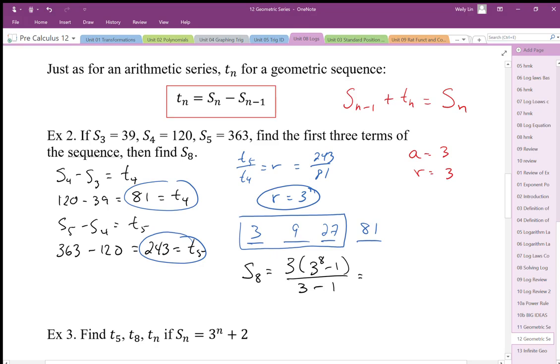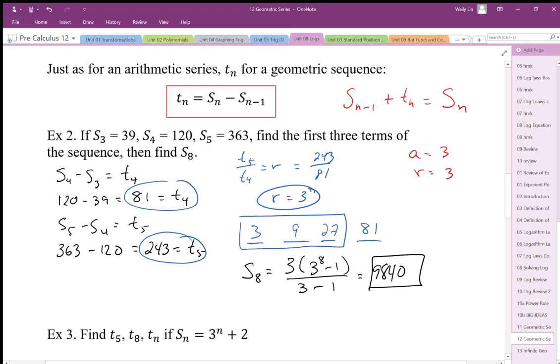So what's that going to be? 3 times (3 to the power 8 minus 1), divided by 2. So I get 9840 as my sum. That's going to be S8, and I think I've answered the question. I've got my first 3 terms. I've got my S8. And again, the key is to make sure you see if you can get A and R.